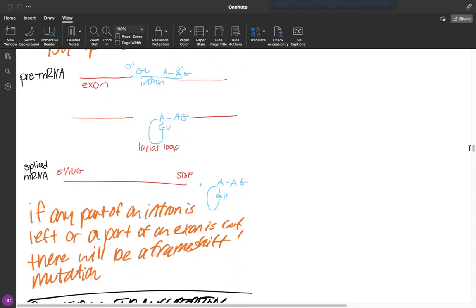And I have another little diagram here where there's a lariat loop formed when we're splicing out the intron.